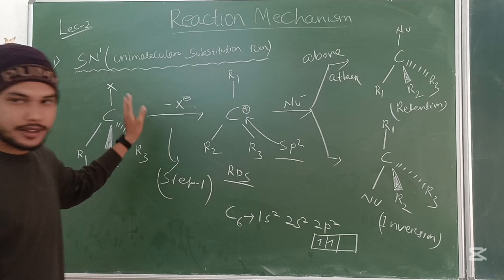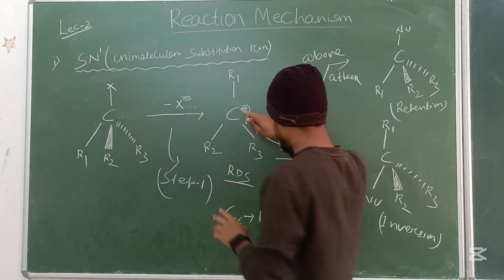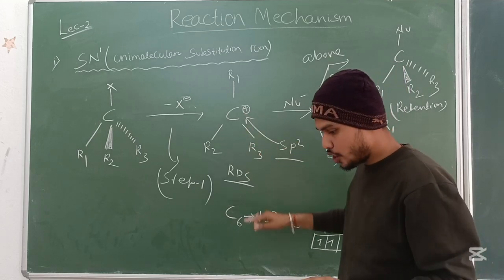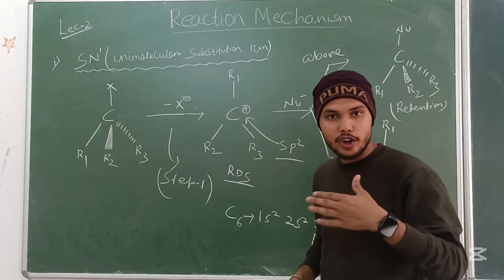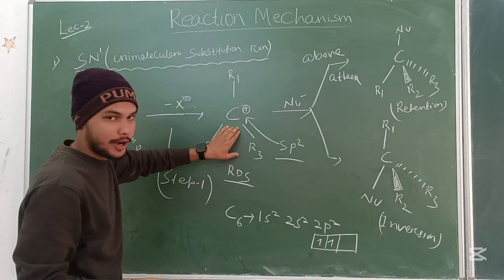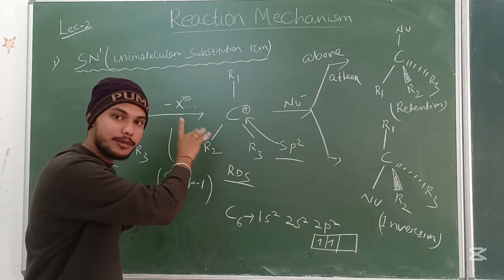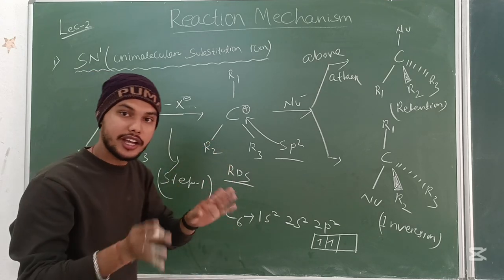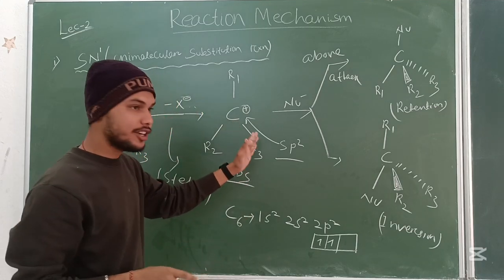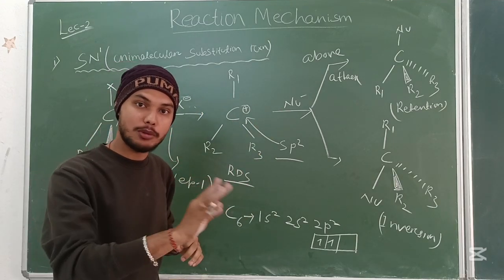So write everything. Here this is step 1. That means it is the slow step, the rate determining step. From this step we may conclude how the stability of the carbocation matters. The more stable the carbocation, the faster the SN1 reaction. If the carbocation stability is more, that means the SN1 reaction will be fast.